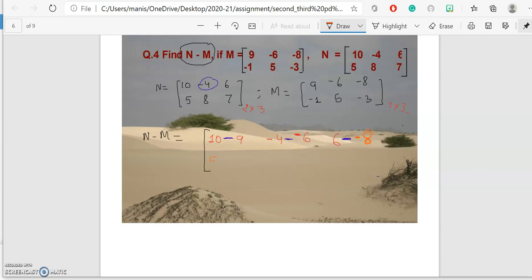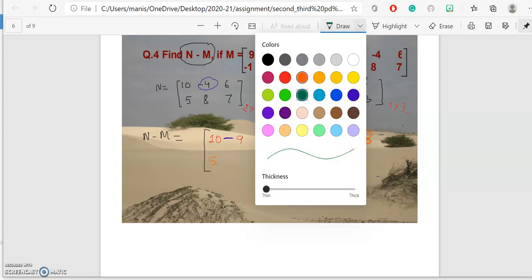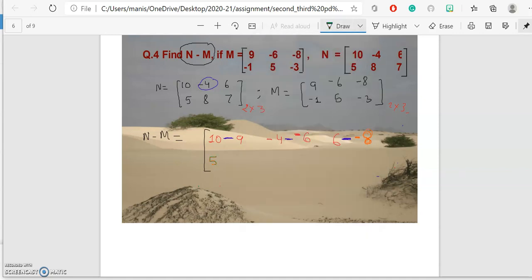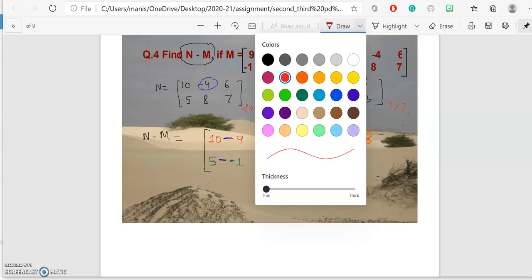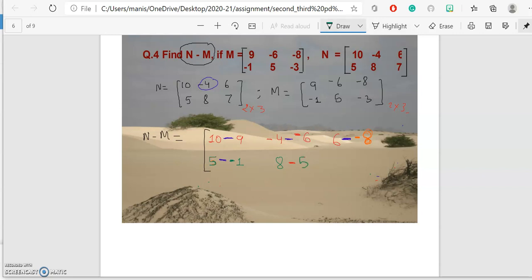Okay, next one is 5 minus negative 1. So I'll write over here 5. Okay, I need to change the color over here. This is my 5. Then there's a minus sign. For the minus sign, please do keep in mind I'm using the blue color over here. 5 minus what? Negative 1. So negative 1 is another number. So I'll write over here negative 1. Then we have 8 minus sign 5, minus sign, and then it's your 5. And you're having 7 minus negative 3.